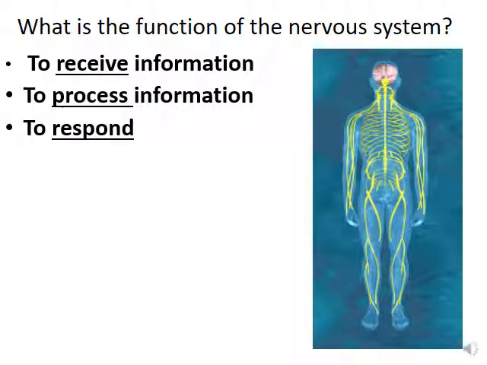Also, it has to respond. For example, I saw a water bottle. I wanted to drink. So I receive the information using my eyes. I see the water bottle. Second step, I process the information. I'm thirsty. I have to drink water. So here I'm processing the information. Third, I respond by approaching my hand to get the water.